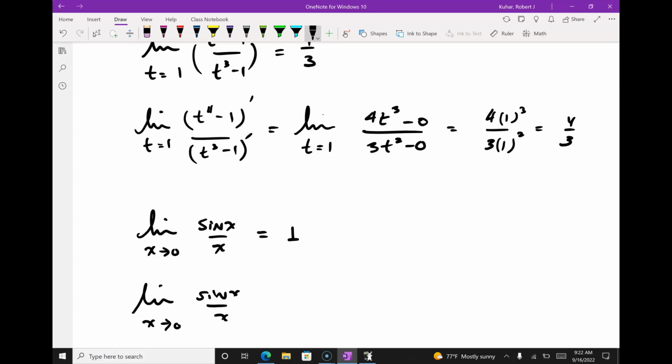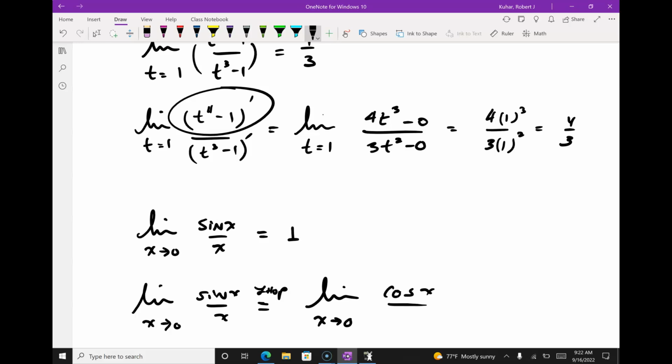You could use this prime notation to say take the derivative of the numerator, or I could just put a little hop here for L'Hopital's. I'll just do a little hop. And so I'm going to rewrite my limit now. What's the derivative of sine? Cos. And what's the derivative of x? 1. So do you see that I took the derivative of the top and the derivative of the denominator? Now I'm going to evaluate. What do I get? Cos of 0, which is 1. L'Hopital's rule.